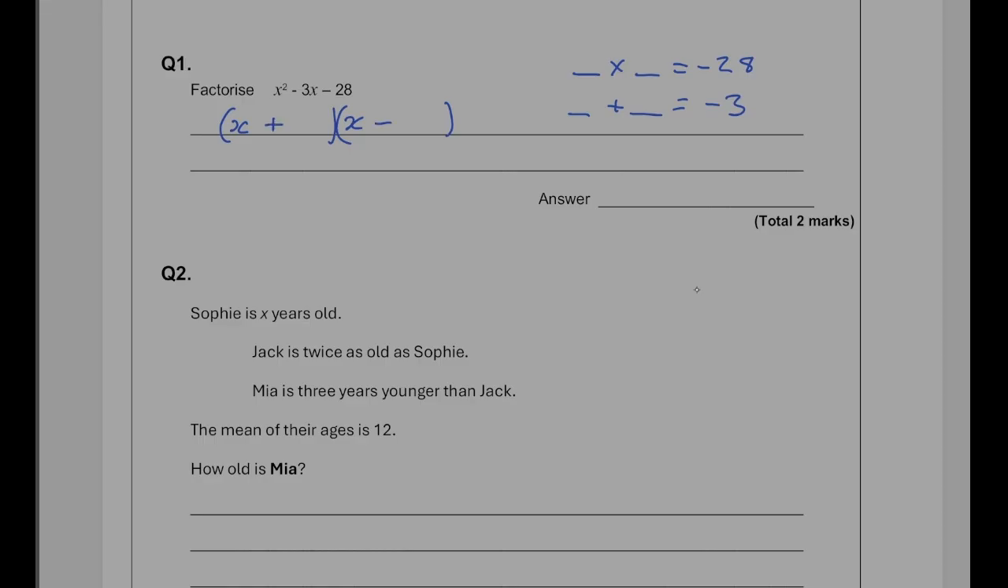Right, multiples of 28. So we've got 4 and 7, which are the difference of 3. So it's going to be minus 7 and plus 4. So x plus 4 and then x minus 7.